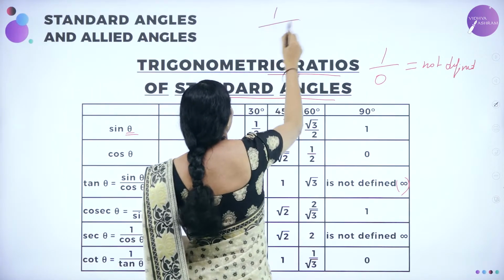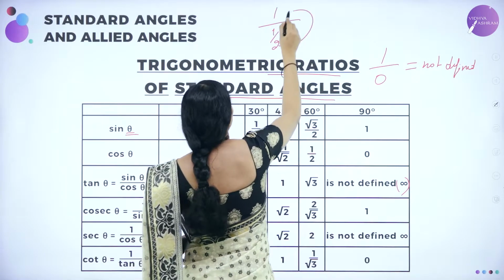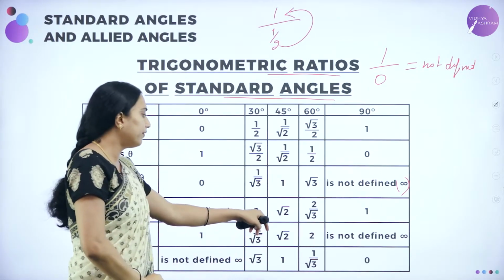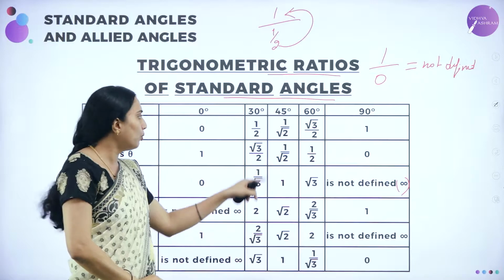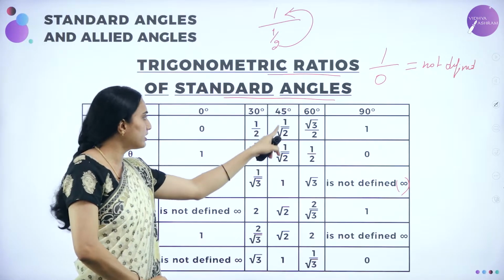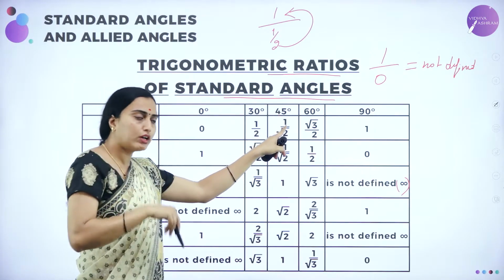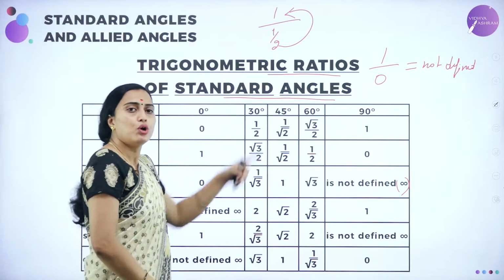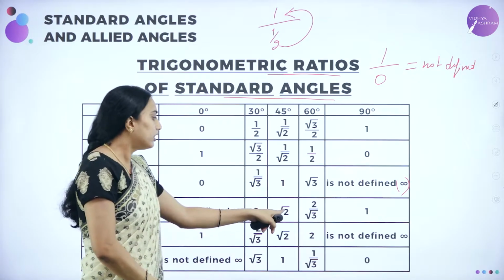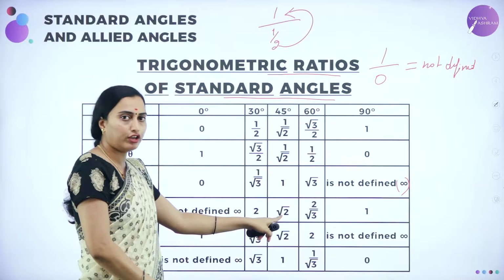See, 1 by 1 by 2. Now 2 will go to the numerator. You are going to have cosecant 30 degrees as 2. Next, cosecant 45 degrees is nothing but 1 by 1 over root 2. Root 2 will go to the numerator. That is what you are going to have, cosecant 45 degree.